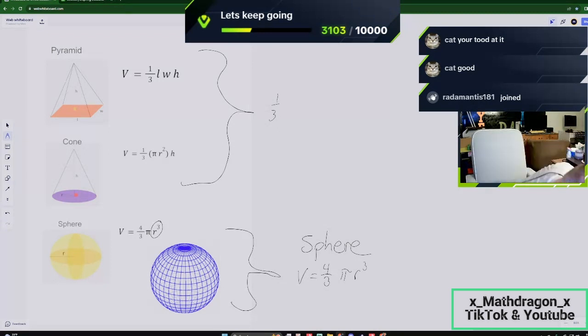Why this is being so testy for me today. The pen just doesn't like me. It doesn't like me. But remember, what's the area?